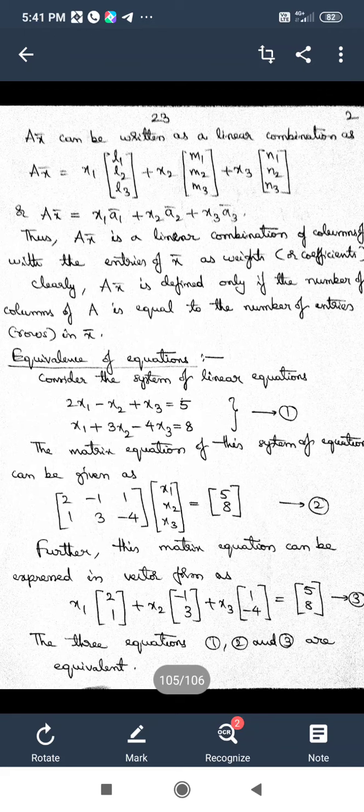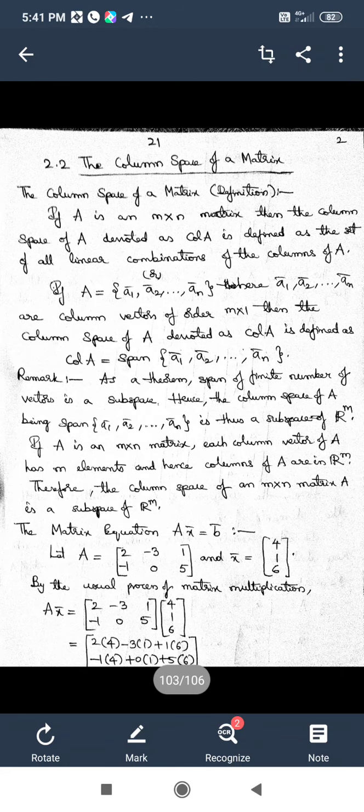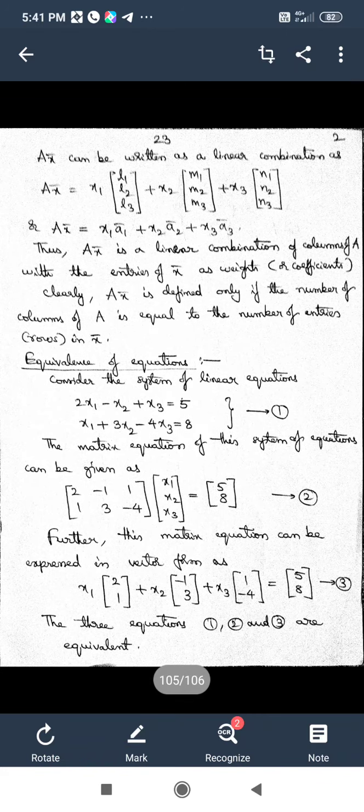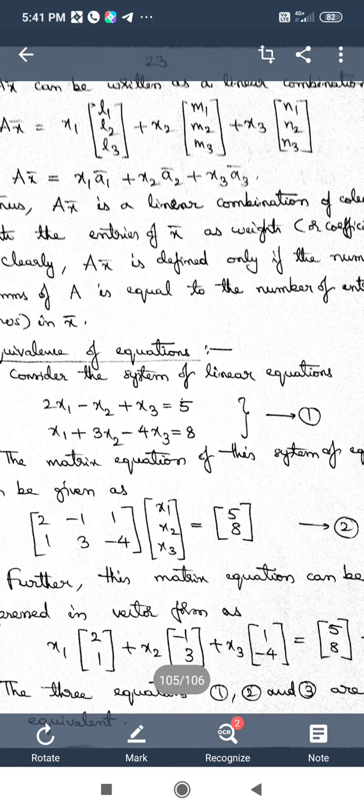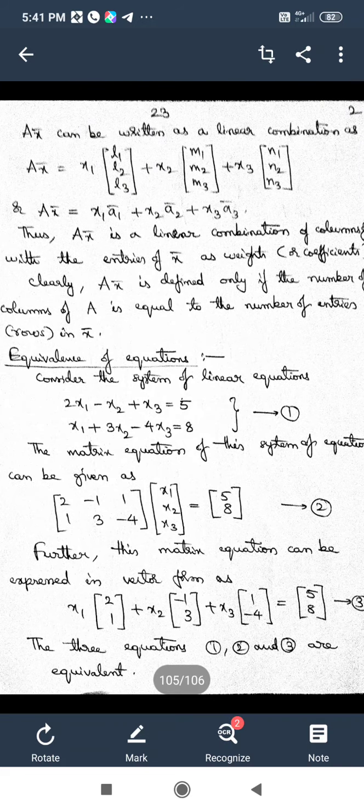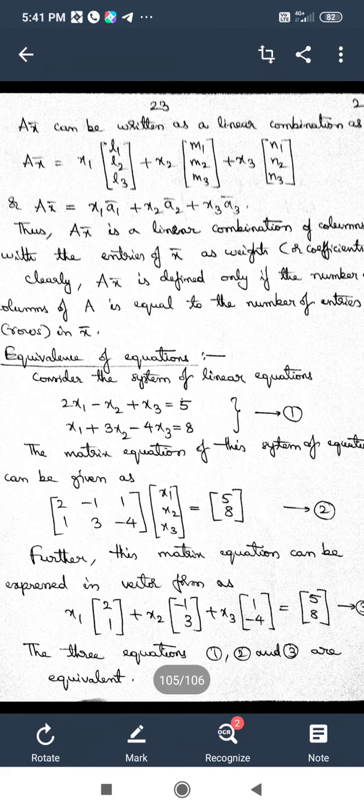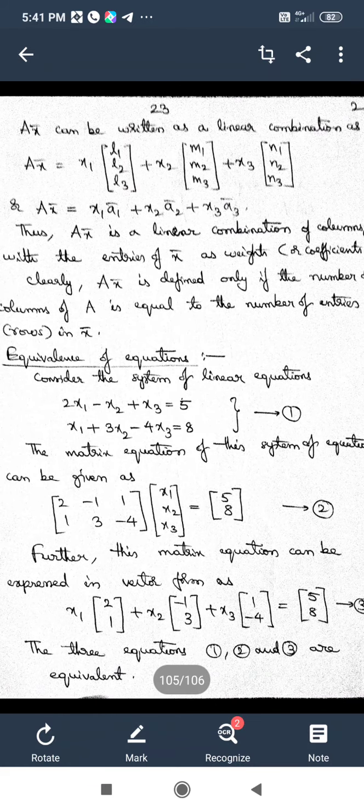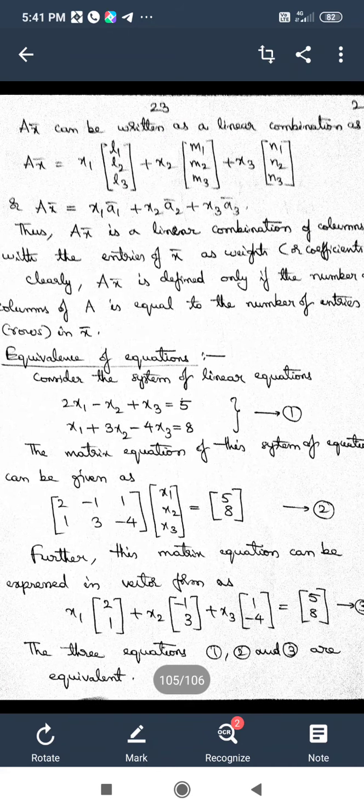So this is about the definition of column space of A and understanding the matrix equation in a different manner. Now let us see equivalence of equations.